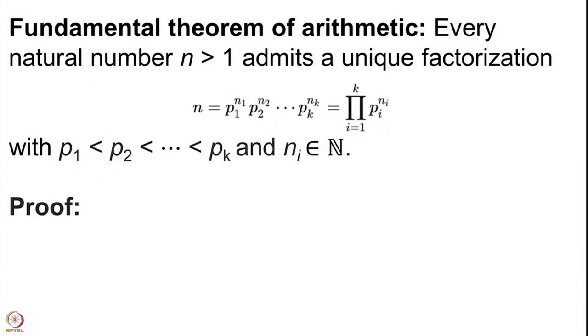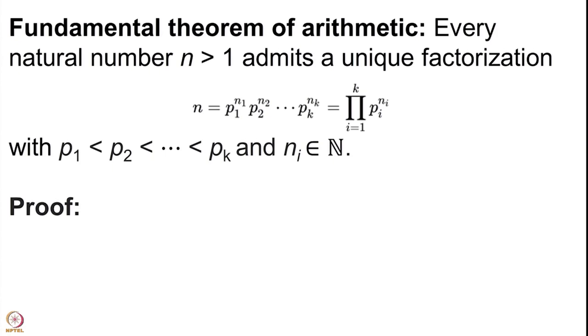Okay, so let's begin with the statement of the fundamental theorem of arithmetic, which is here in the slide. It says every natural number n bigger than 1 admits a unique factorization n equal to p1 power n1, p2 power n2, ..., pk power nk, where p1, p2, ..., pk are put in increasing order. These are primes, they are put in increasing order, and the powers are natural numbers.